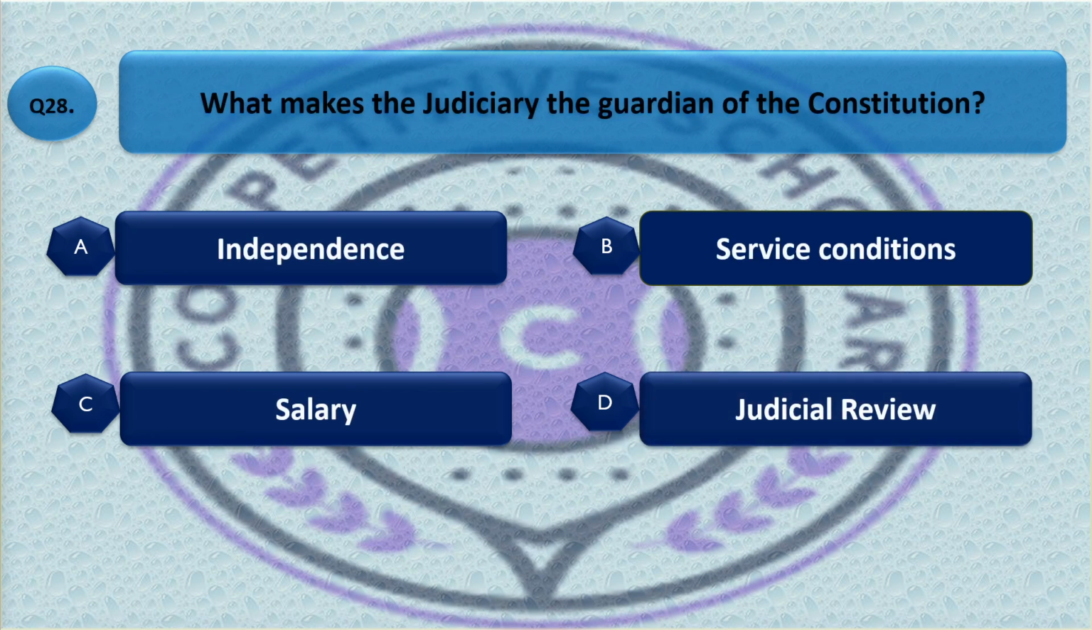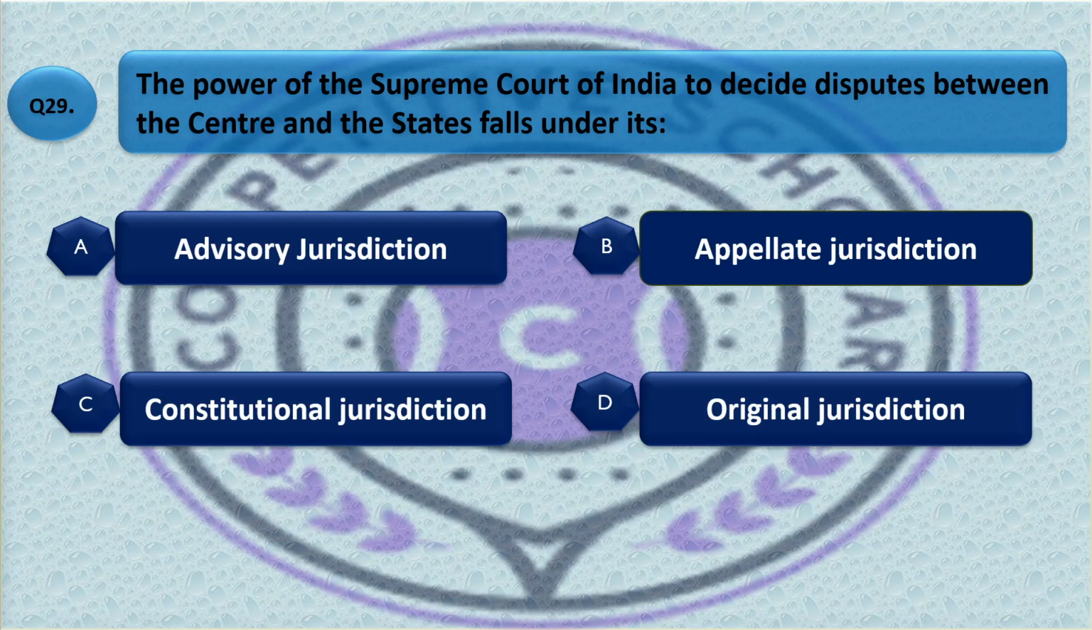Question number 28. What makes the judiciary the guardian of the constitution? Option A, independence. Option B, service conditions. Option C, salary. Option D, judicial review. So what will be the answer? It is option D, that is judicial review.